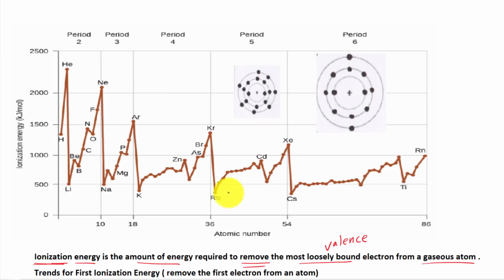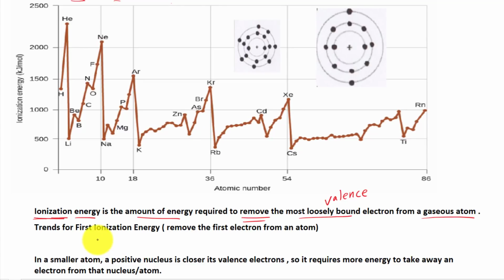Up here, I have the data of ionization for the first electron in those particular atoms, and it's based on the periodic table. As you know, we have period 2, 3, 4, 5, 6. So let's look at the trends for first ionization energy, that is, removing the first electron from an atom. Before we look at the trend, we have to look at the size of an atom.